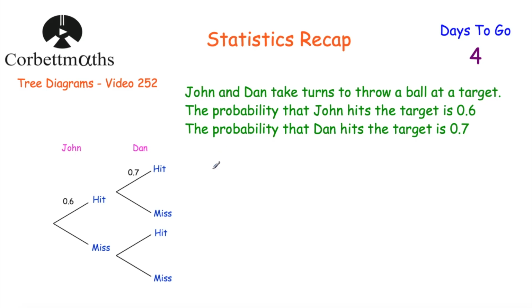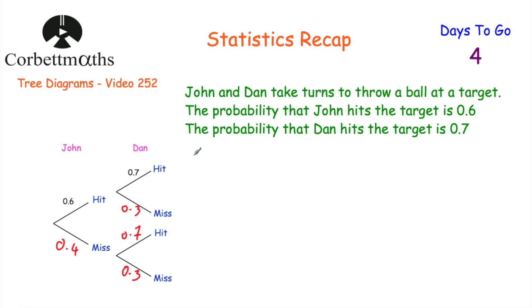At some point you know how to complete those tree diagrams and how to answer questions on them. So here we've got a tree diagram with John and Dan and hitting and missing targets. So the probability of John hitting is 0.6, so the probability of him missing would be 0.4. In terms of Dan, hitting is 0.7, so him missing would be 0.3. So once you've completed your tree diagram, you may be asked to answer questions involving it.